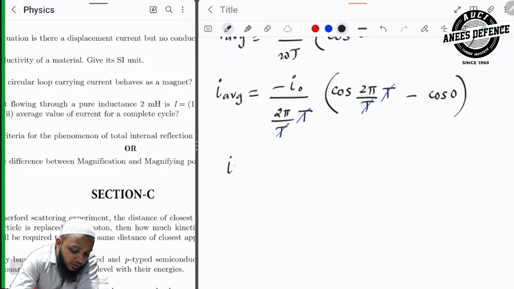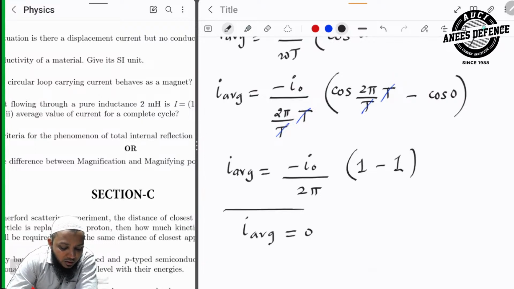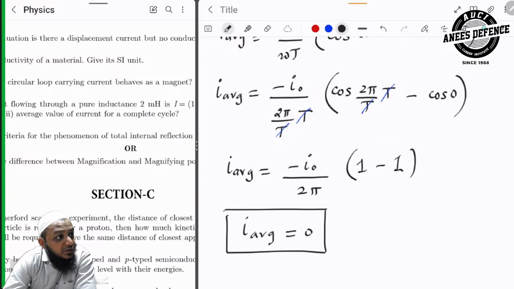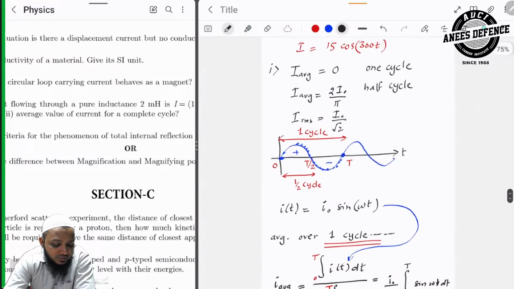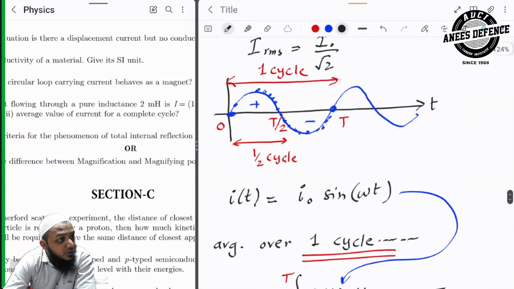Therefore, the next step will be I average is equal to minus I naught upon 2 pi. Right? And cos 2 pi is what? 1. And cos 0 is also 1. What is 1 minus 1? Therefore, the average value of current over one cycle is 0. Didn't I tell you it is 0? It is 0. And why is it becoming 0?